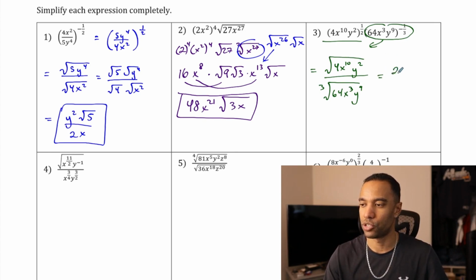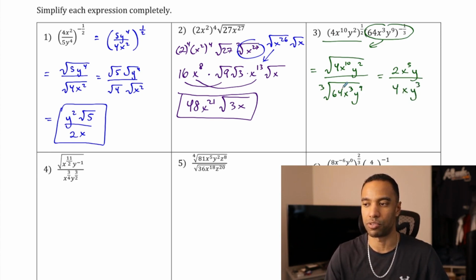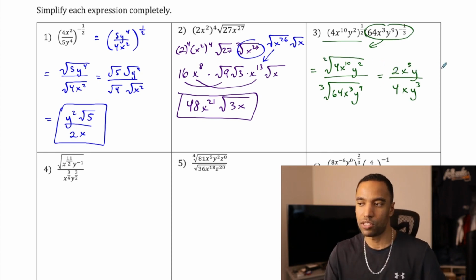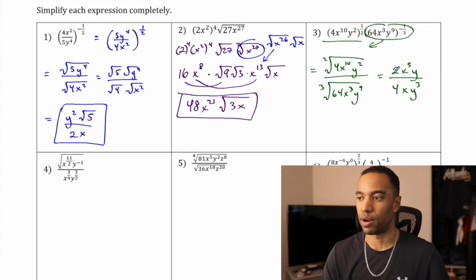The square root of 4 is 2. The square root of x to the 10th is x to the 5th. And the square root of y squared is y. The cube root of 64 is 4. The cube root of x cubed is x, and the cube root of y to the 9th is y cubed. Again, we are dividing by those numbers there. Square root is the second root. Keep that in mind.